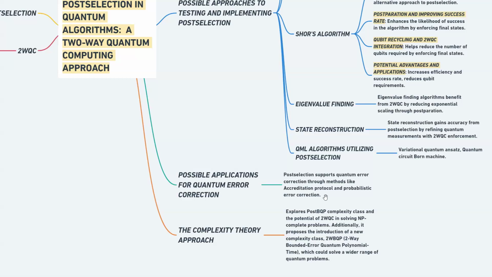For example, quantum surface codes, which rely on redundant qubits to correct errors, could benefit from two-way quantum computing by reducing the overall number of qubits needed while still achieving high accuracy in error correction.